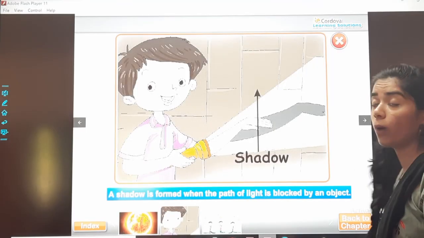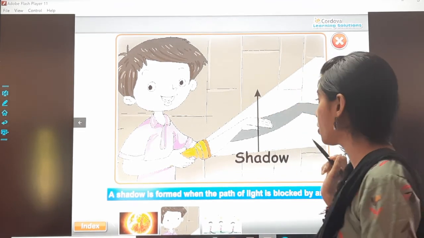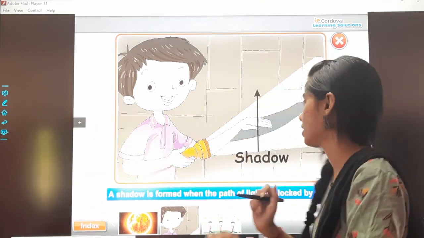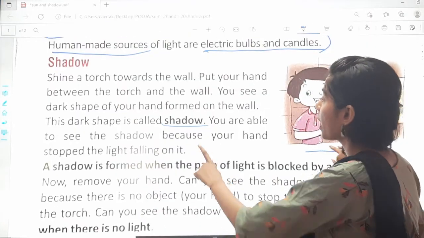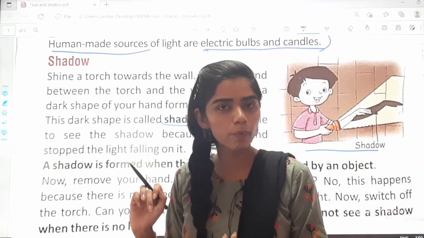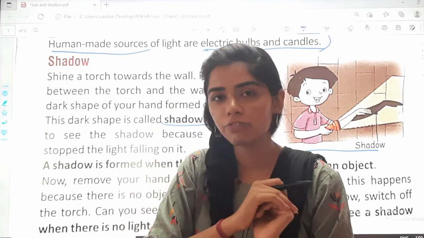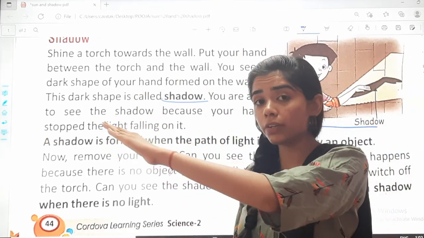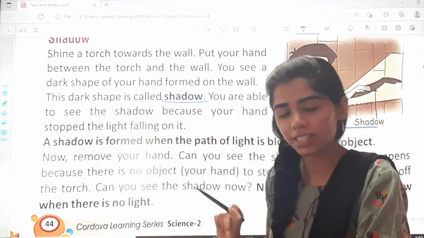See children, why were we able to see the shadow? This shadow हमें क्यों दिख रही है? Because light के बीच में हमने अपना हाथ रख दिया. That is why we are able to see the shadow. You are able to see it because your hand stopped the light. Okay? See, in the same way, if I just put my hand like this, so you will not be able to see my face. So, same way what they have said, that जैसे ही हमने हाथ सामने रखा light के, so what happened? The shadow was seen.